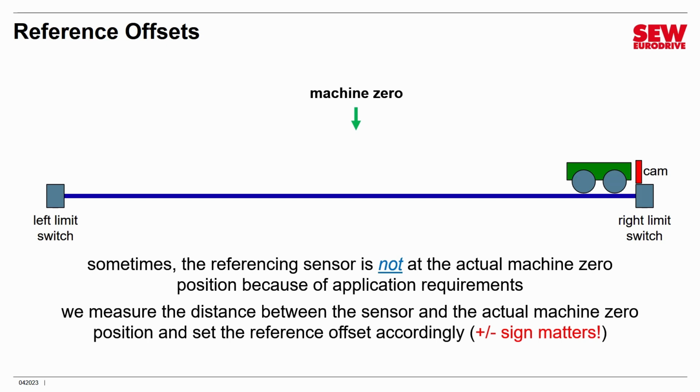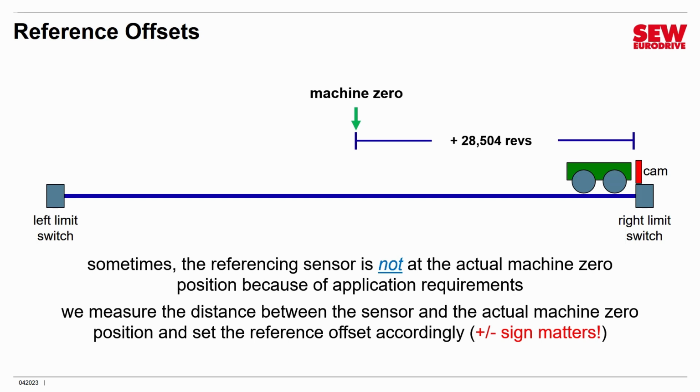So what we do is we measure the distance between the sensor and the actual machine zero position, and we set the reference offset accordingly. It tells you what the difference is between zero and the sensor. And by the way, that positive or negative sign matters because it says in which direction you're offset. So in this case, the offset could be, for example, positive 28,504 revolutions. Why positive? Because we are clockwise of the actual machine zero.